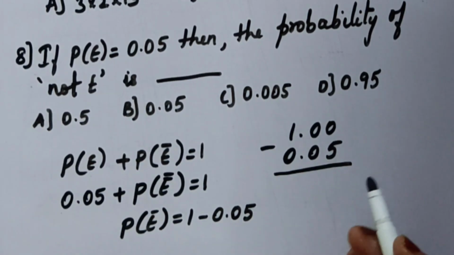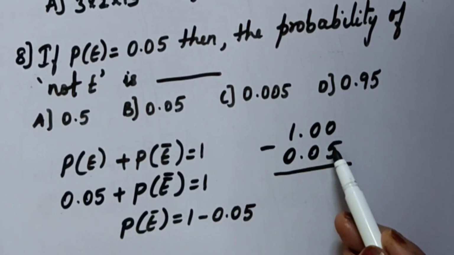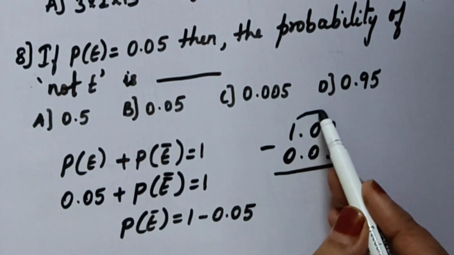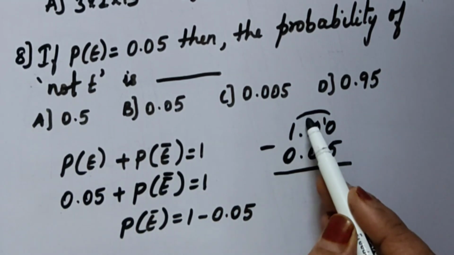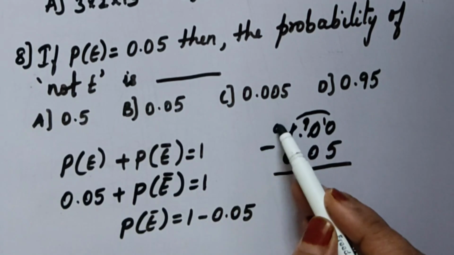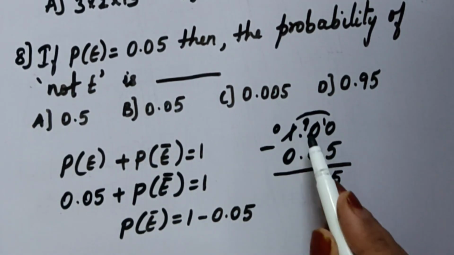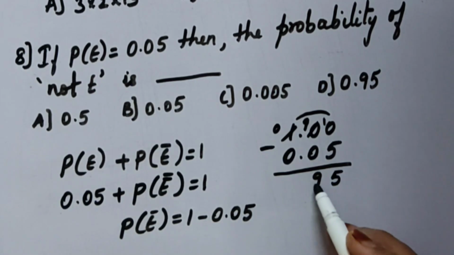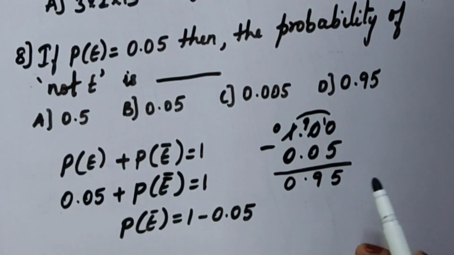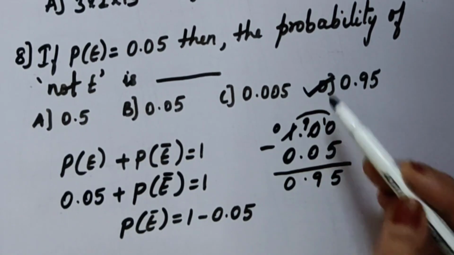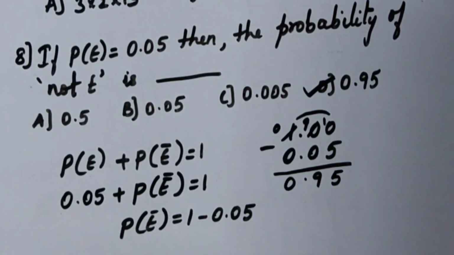Let us subtract. From 0 we cannot take away 5, so we'll borrow from here. This will become 9 and this will become 10. 10 minus 5 is 5. 9 minus 0 is 9. That is 0.95. So here the option D is correct. Hope you students have understood this.